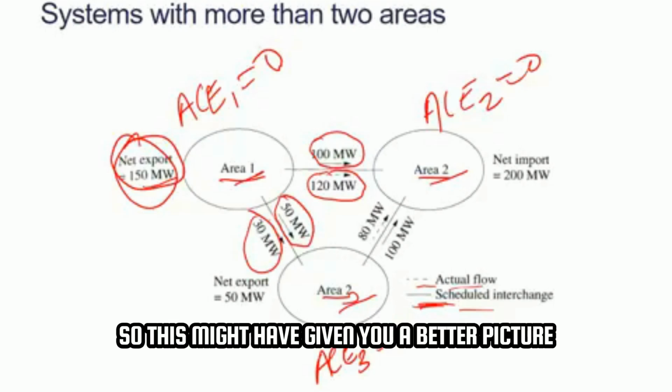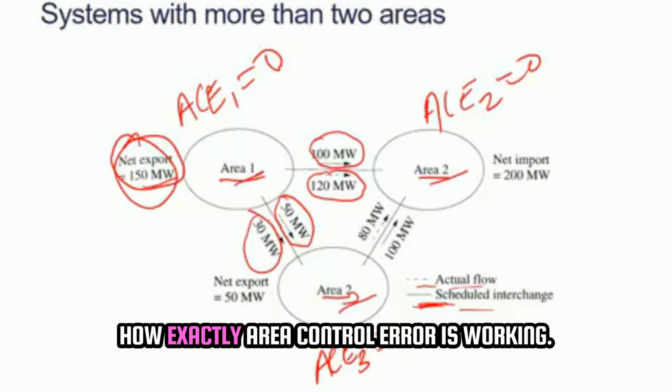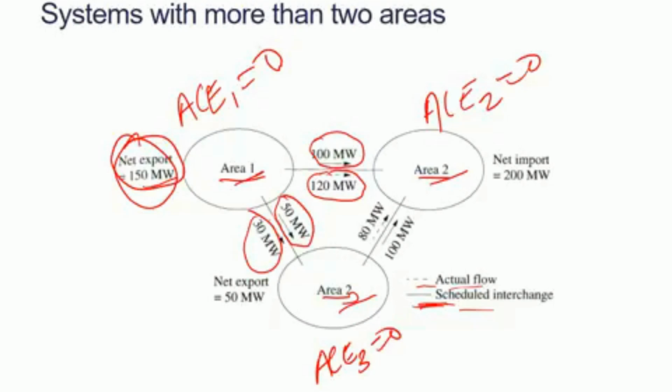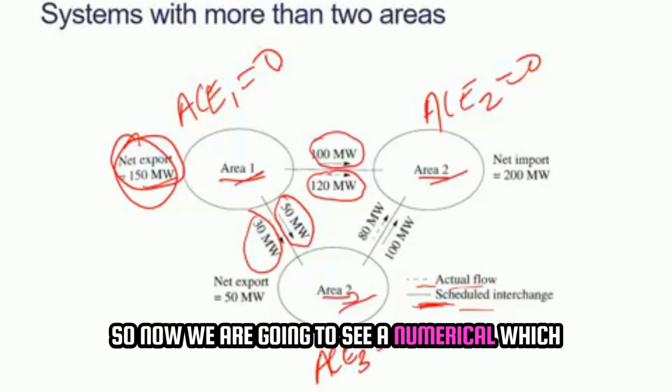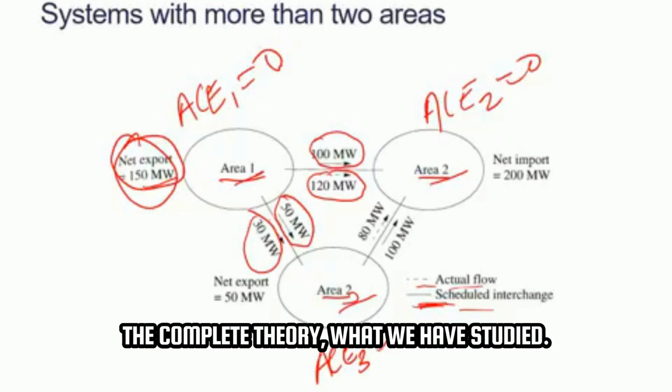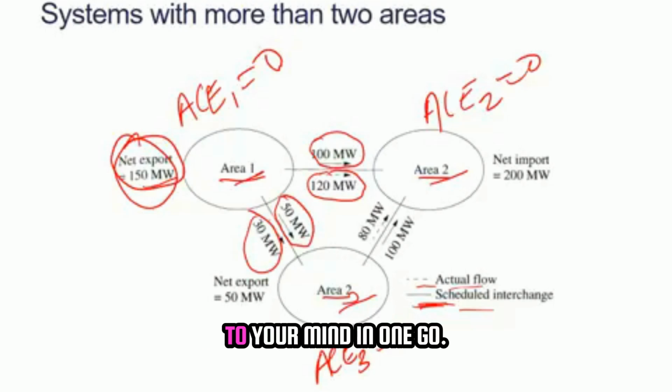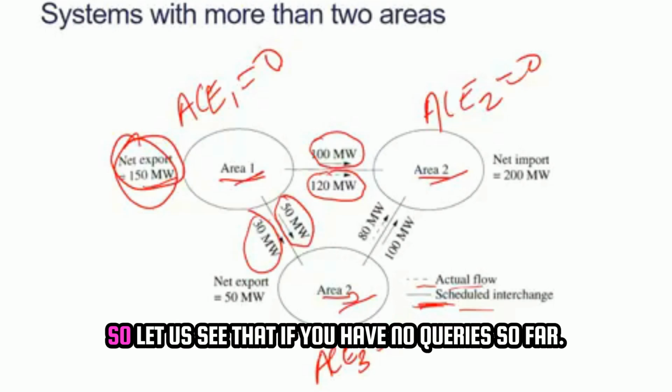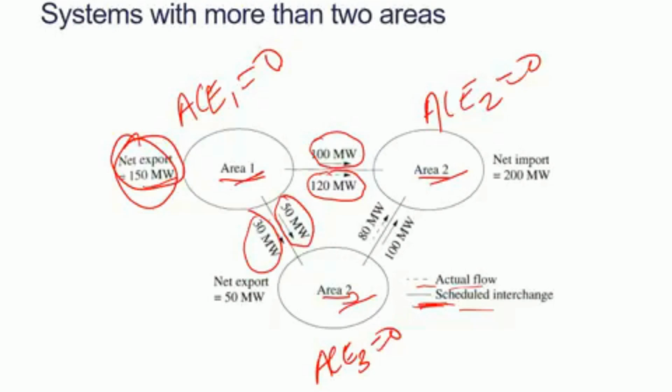Right, so this might have given you a better picture of how exactly area control error works. Any queries? Now we are going to see a numerical which will help you understand the complete theory we have studied. This idea will completely come to your mind in one go. So let us see that, if you have no queries so far.